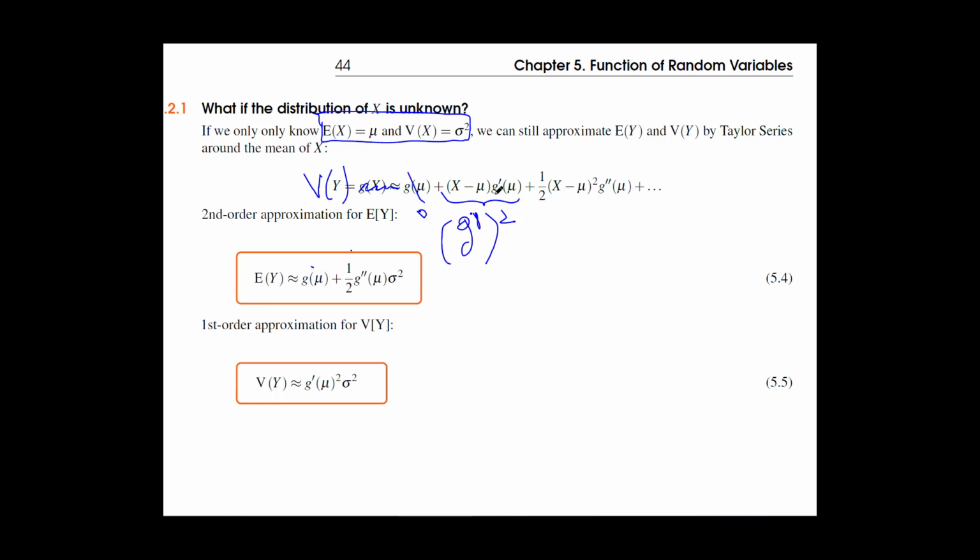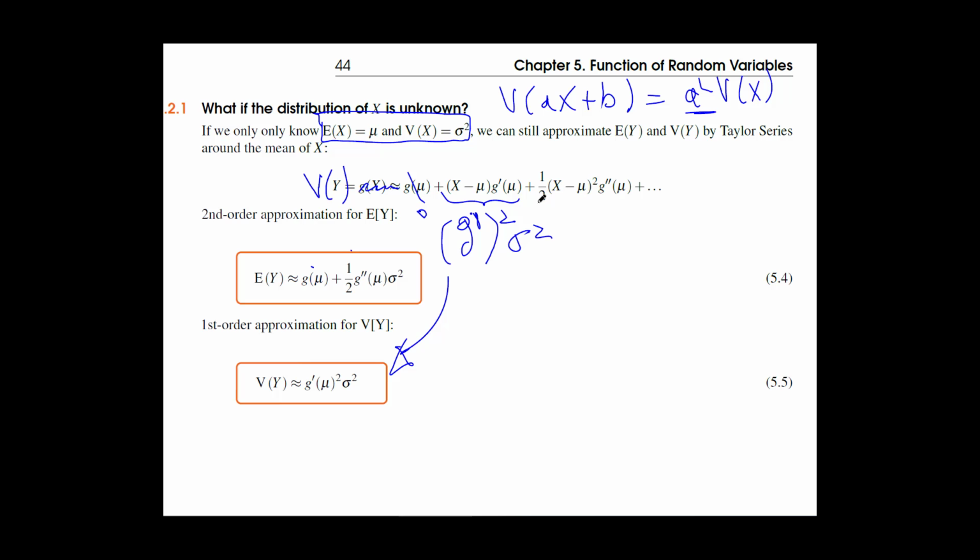Remember that the variance of ax plus b is just a squared times the variance of x. So that's what we're going to use here. Here we have x minus mu, where a is 1, so the variance is just the variance of x. So that times the variance of x, sigma squared, which is what we have here.